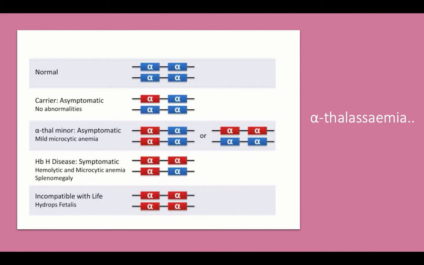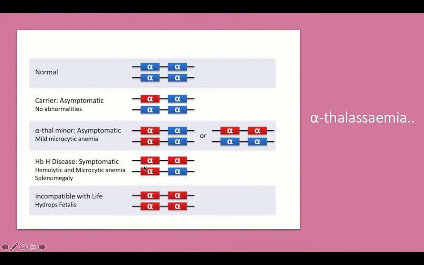But having one mutant gene would be associated with a carrier of alpha thalassemia, who is asymptomatic and has no abnormality. Having 2 mutant genes of alpha thalassemia results in alpha thalassemia minor, which is usually asymptomatic or presents with mild microcytic anemia. So alpha thalassemia is a differential diagnosis for mild microcytosis associated with anemia after exclusion of beta thalassemia and iron deficiency anemia. So having 2 mutant genes would result in alpha thalassemia minor.